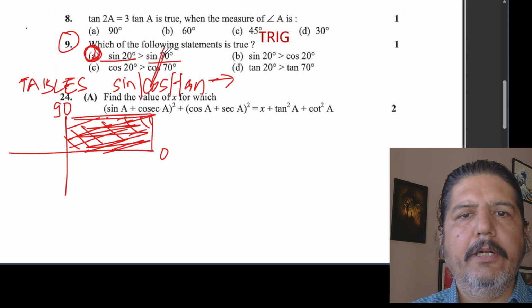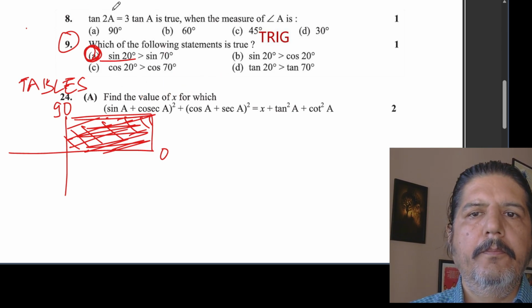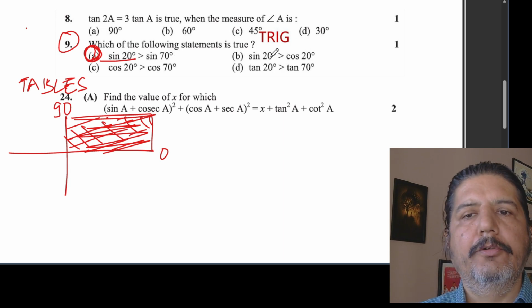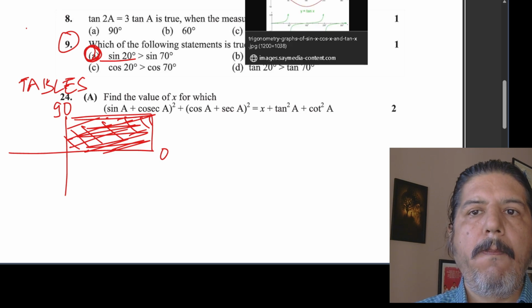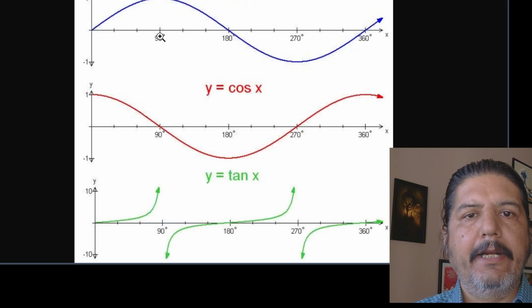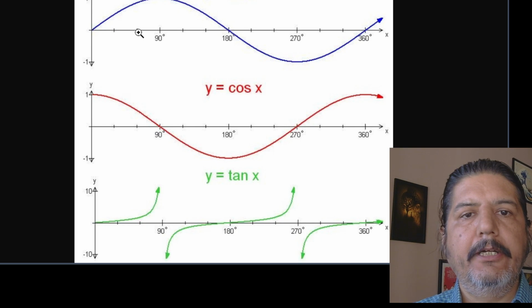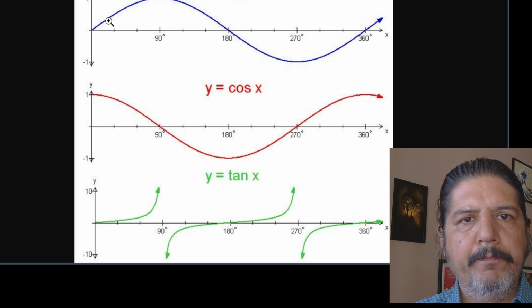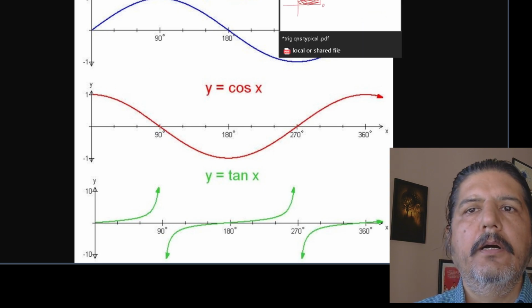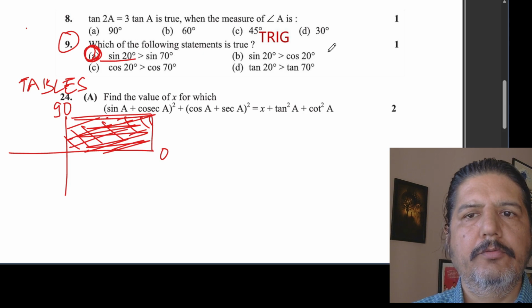But let us look at the other parts also. Sine 20 degrees is greater than cos 20 degrees. So this is 90, divided into 3 parts, so this would be 30, 60, 90. Sine 20 would be somewhere here, and cos 20 would be somewhere here. So you can make out that the value of sine 20 degrees would be less than the value of cos 20 degrees. I hope you are able to understand this. So this would be wrong.